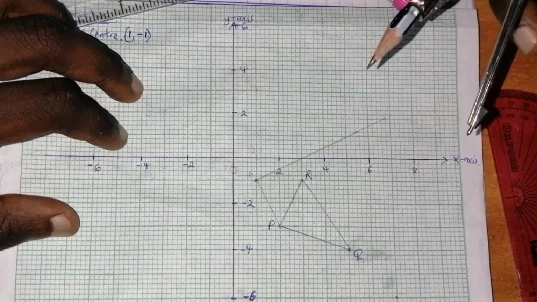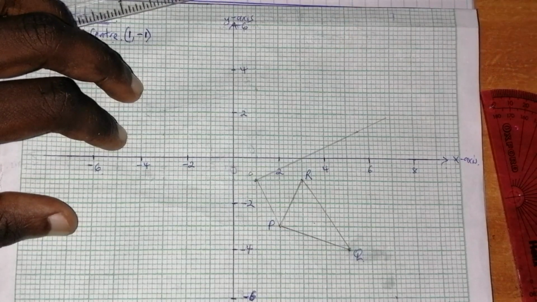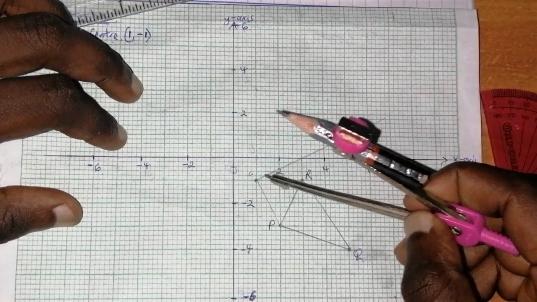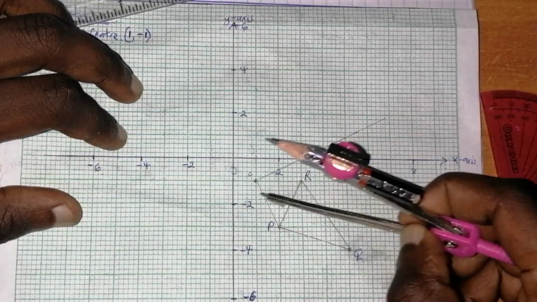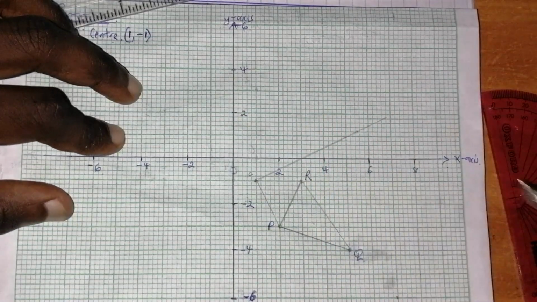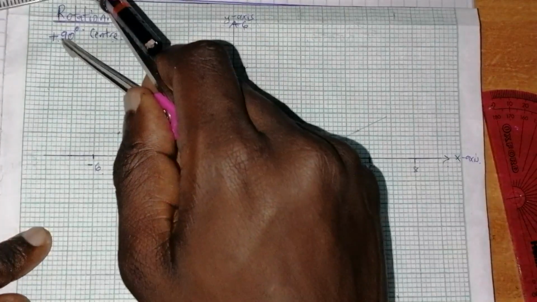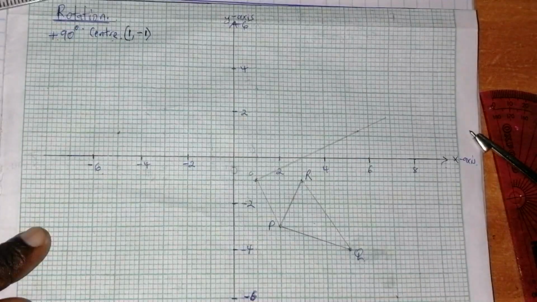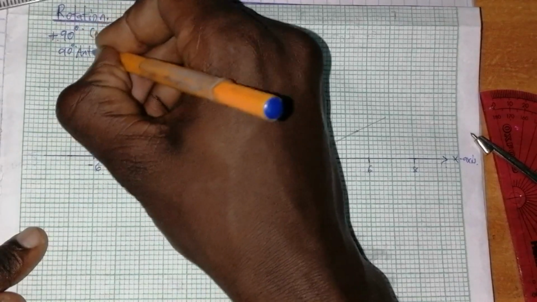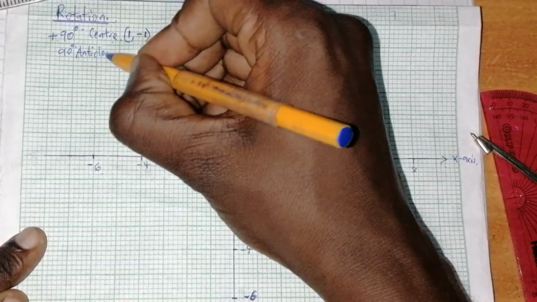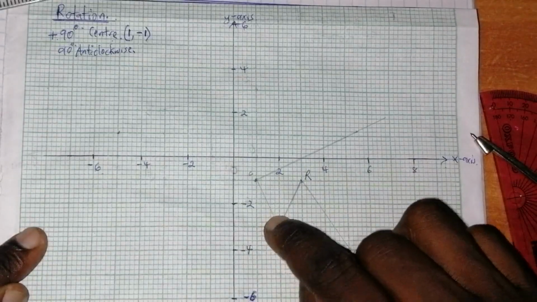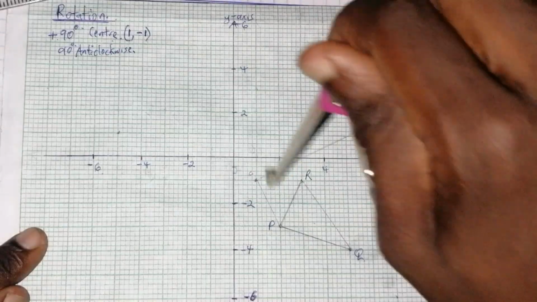Now, we have already measured 90 degrees. The next thing we need to do is to carry out the actual rotation. Remember, this angle here is 90 degrees. So we want to rotate this point P 90 degrees, positive 90 degrees. This one can also be described as 90 degrees anti-clockwise. So we want to rotate this 90 degrees on this other direction.